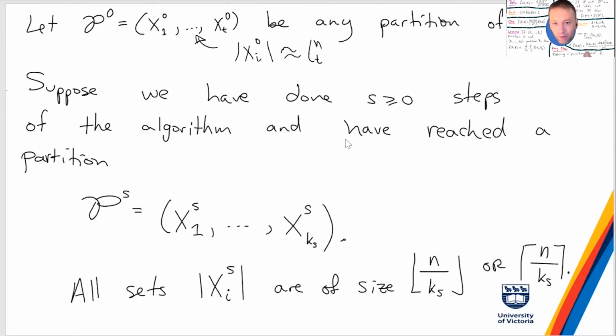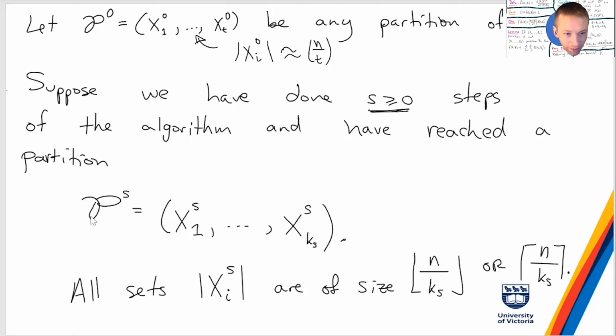Okay, really I mean the floor or the ceiling of n over t. Now, that's the base construction. And now we inductively keep refining the partition in the following way. Suppose we've done s steps so far. s could be 0, so it could be that we're dealing with the initial partition, and we've reached a partition P.